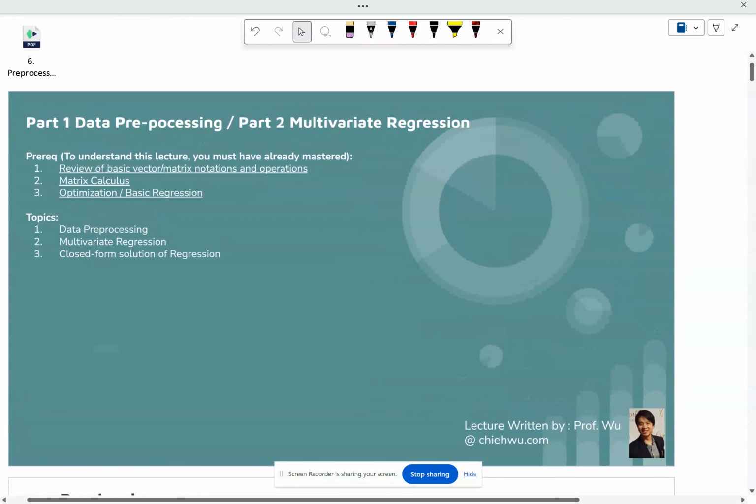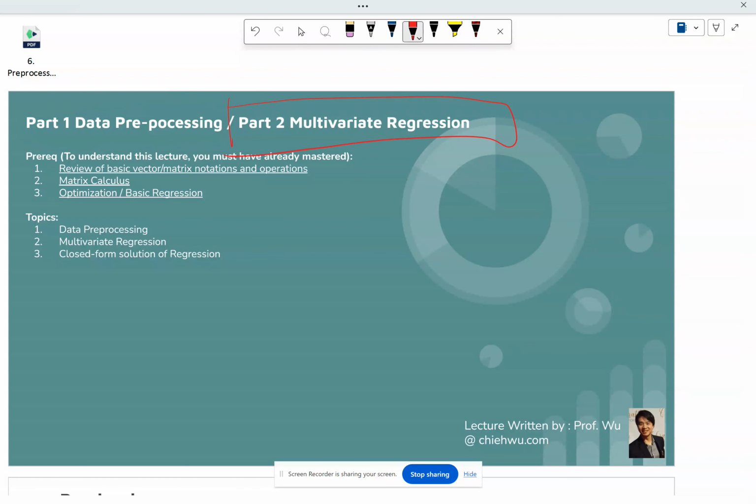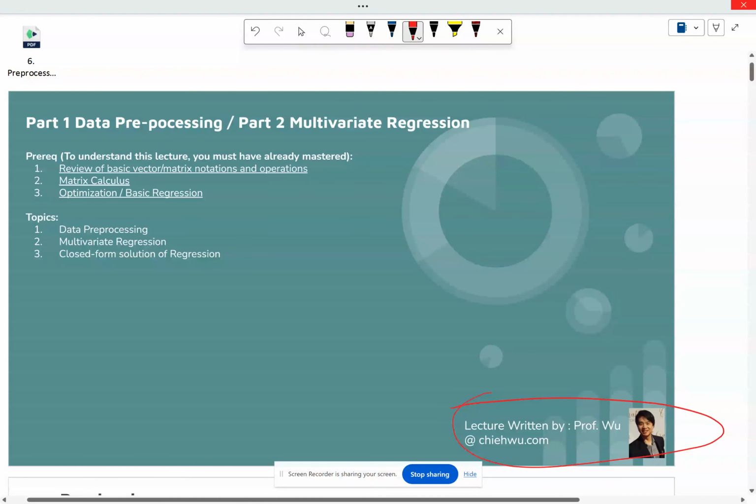All right, welcome back. Today we're going to have a lecture. In part one, it's going to talk a little bit about data preprocessing, and in part two we're going to move on to this thing called multivariate regression. Previously, we talked about regression when we only have one-dimensional data, but now we're going to expand to multiple dimensions of data. So I'm Professor Wu.